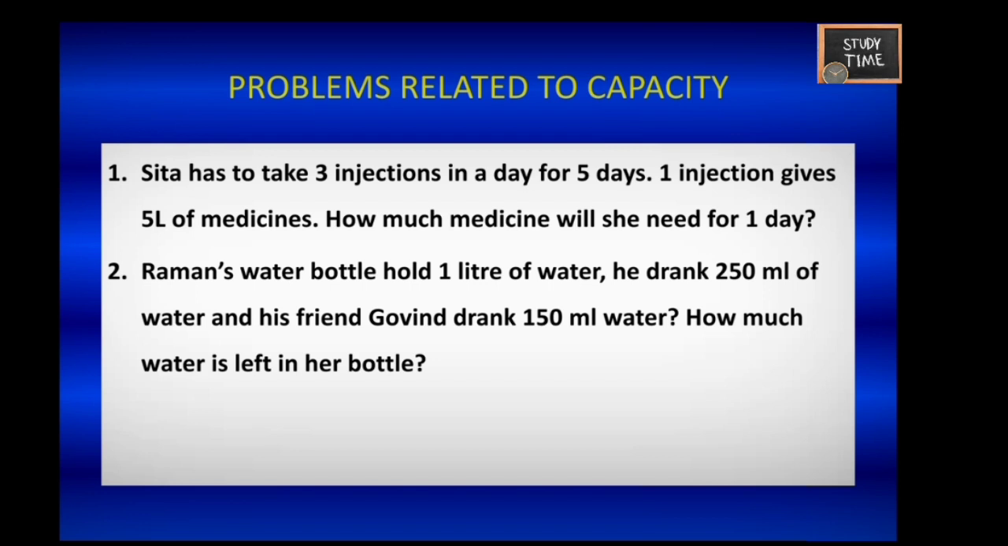Sita has to take 3 injections in a day for 5 days. 1 injection gives 5 ml of medicine. How much medicine will she need for 1 day? So this you have to do.